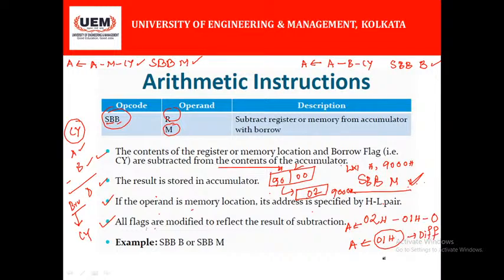This is nothing but your difference. And what is the borrow? Borrow is 00. This is nothing but your carry flag will be reset. That means carry flag will be 0. So we have explained two examples here: one is SBB B and SBB M.